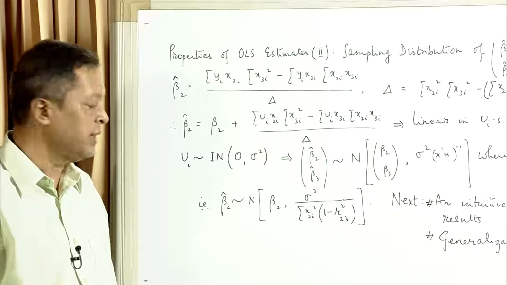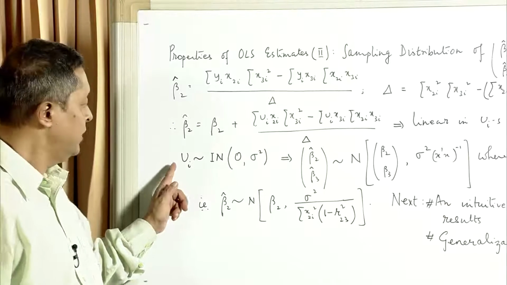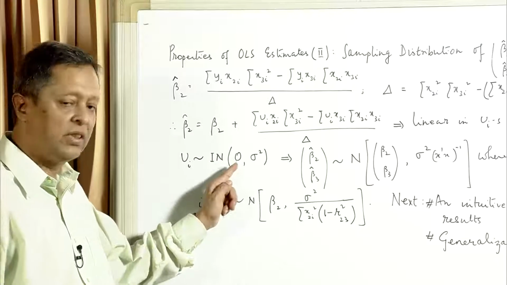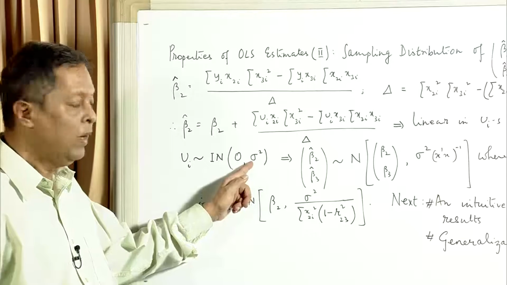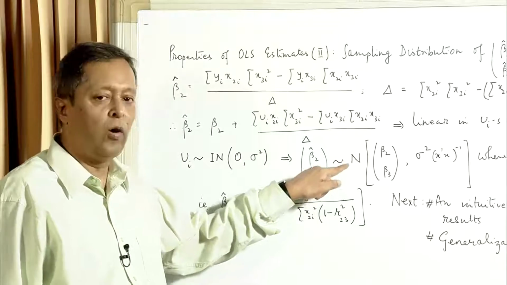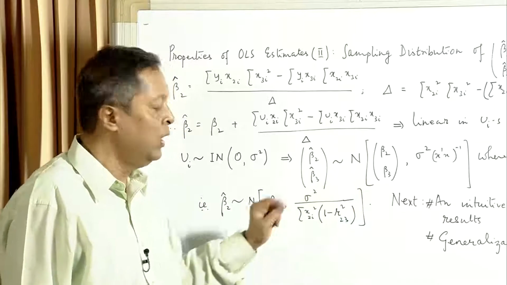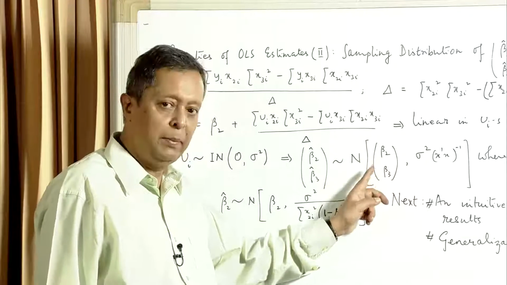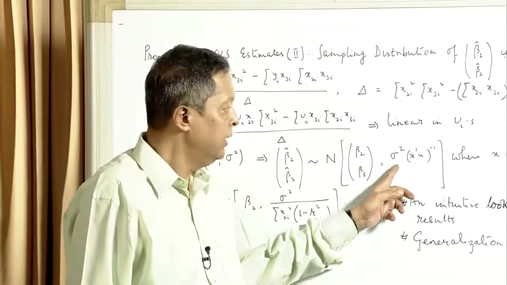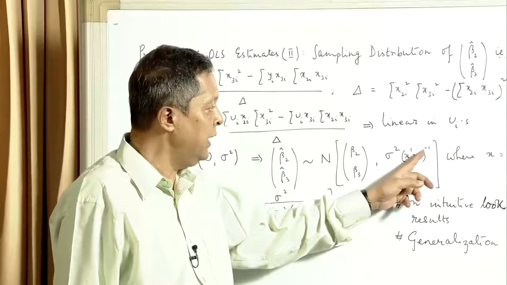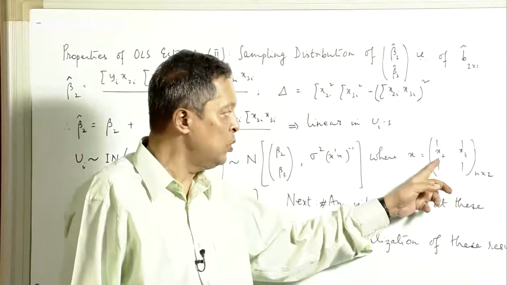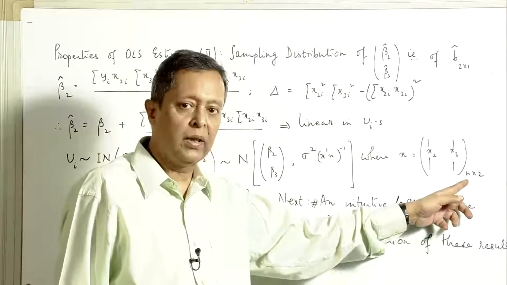We already know that the classical assumptions imply that each random disturbance term ui is independently normally distributed with mean 0 and variance sigma square, which means that beta 2 hat and beta 3 hat jointly follow a bivariate normal distribution with respective means beta 2 and beta 3. And the variance covariance matrix with which we are already familiar is given by sigma square small x prime x inverse, where small x is the deviation form of the two explanatory variables x 2 and x 3, that matrix being of order n cross 2.